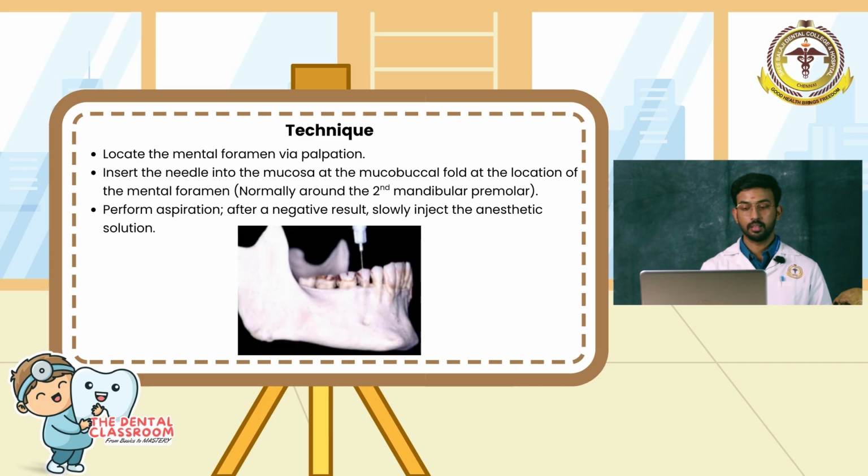So, this is how the technique is done. Locating the mental foramen is the first thing we have to do. After locating it, insert the needle into the mucosa at the mucobuccal fold at the location of the mental foramen. Perform aspiration with the syringe or needle held parallel to the long axis of the tooth. After a negative result, slowly inject the anesthetic solution. Wait for 2 to 3 minutes, and once the subjective signs and symptoms are achieved, proceed ahead.